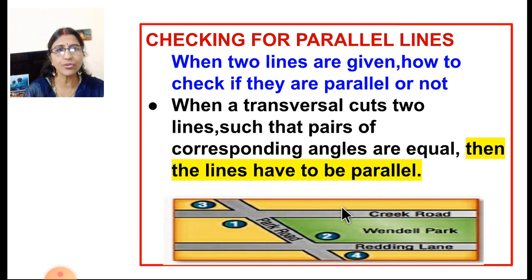You can see here these two roads, Creek Road and Reading Lane, are parallel to each other, and this road is the transversal. So when the corresponding angles are equal, the lines have to be parallel.